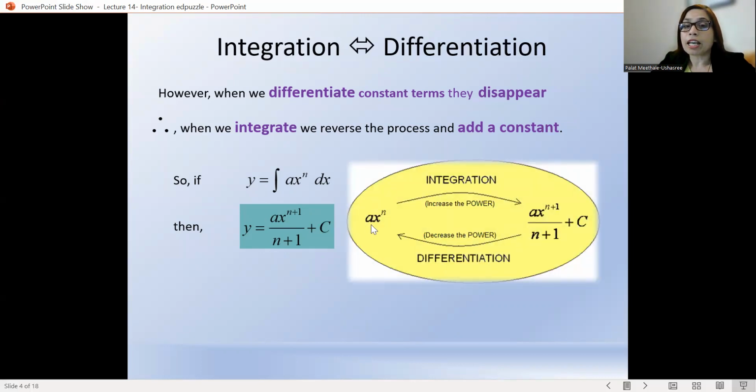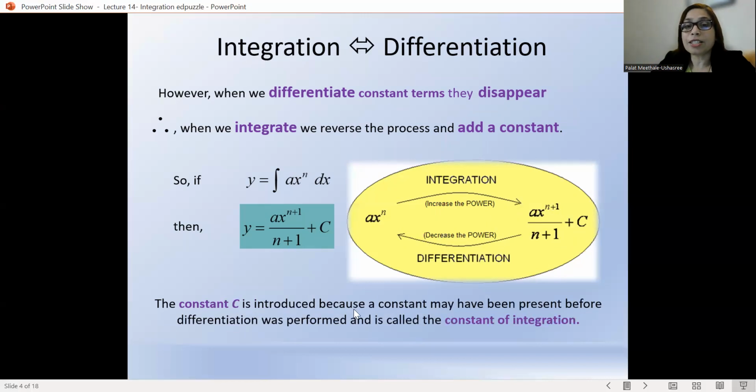So if we have a function a x to the power of n, and if we integrate the function, we increase the power to n plus 1, and in the denominator you have the new power n plus 1, plus the constant of integration. And now if we differentiate this function, we decrease the power from n plus 1 to n, and we multiply with the old power n plus 1. So we cancel the n plus 1, and you get the function a x to the power of n. This is what I mean by differentiation and integration are reverse processes of each other.